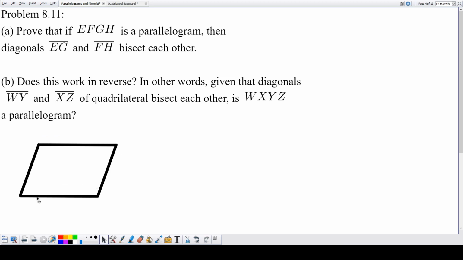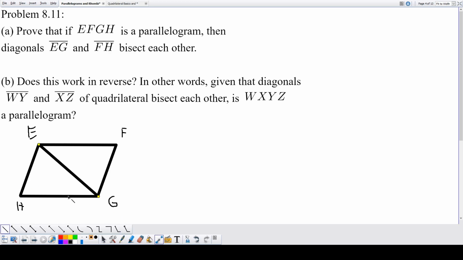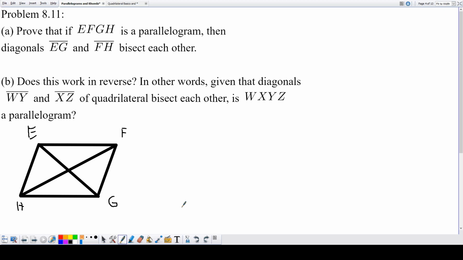Alright. Beautiful. Label the points E, F, G, and H. So, let's show that the diagonals bisect each other. So, let's draw the two diagonals. And they are going to intersect at this point here in the middle called M. And I want to show that M is bisecting EG and HF.